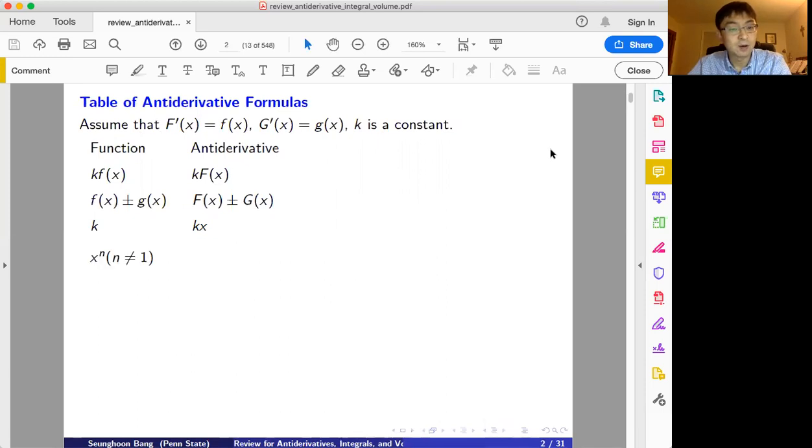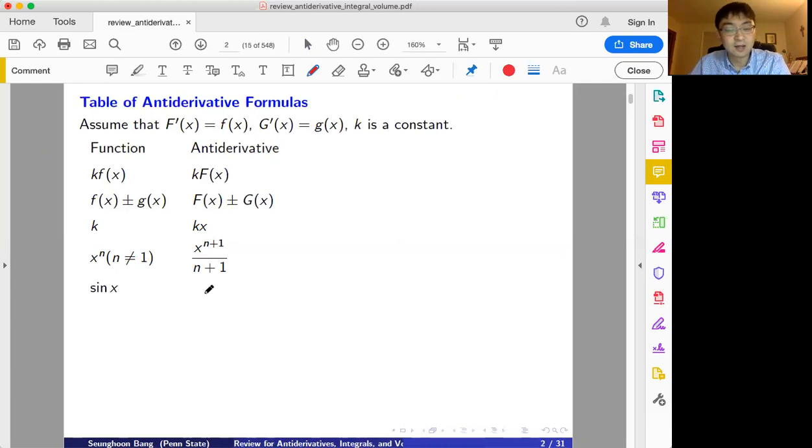For x to the power n, where n is not equal to minus 1, the antiderivative is x to the n plus 1 over n plus 1. Oh, this is a typo. It should be n not equal to minus 1, this one, not this one. So x to the n plus 1 over n plus 1.